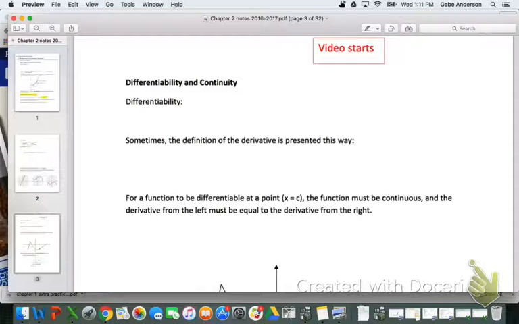All right, we are part of the way through section 2.1. This is our intro video for our next section. We're going to be talking about differentiability and continuity.